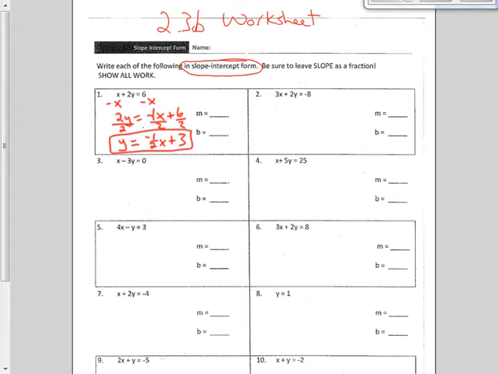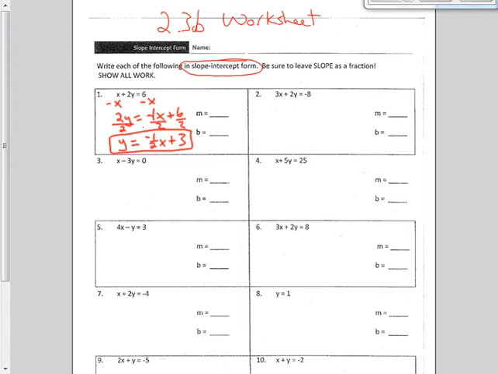So here's my slope-intercept equation. Okay, so that's the first portion of this, right? Each of the following in slope-intercept form. Be sure to leave the slope as a fraction. We want it to be a fraction. Slope is that constant rate of change, but there's also a way for us to remember it, which is rise over run. And so if I leave it as a fraction, it's going to be better for me. Don't turn these into decimals. So I get negative 1/2 x plus 3.